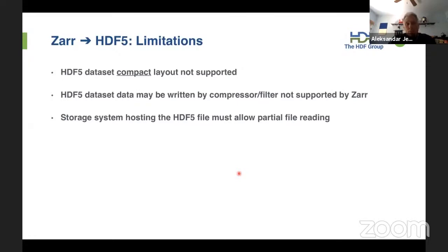The other possibility is that the HDF5 dataset data is compressed with some other compressor that Zarr does not support yet. So that's a possibility. But if you stay within the logical ones, that should be okay. And the storage system where the HDF5 file lives has to support partial file reads. In this particular case, we used S3, which, lucky for us, supports range gets, so it all worked. But that's one of the requirements as well.